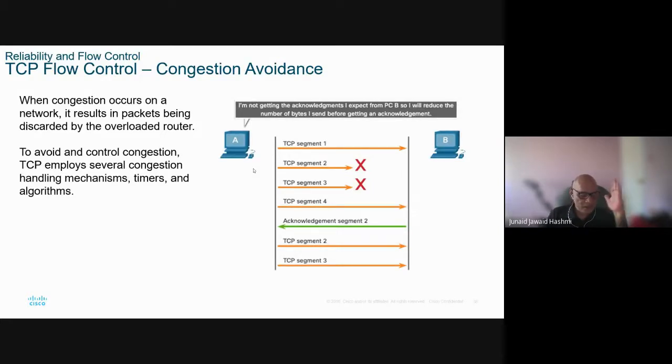Congestion is bad on the network. One of the jobs of the network professional is to make sure there's no congestion on the network, because it can overload routers and even servers. To avoid and control congestion, TCP uses several congestion handling mechanisms, and it also uses timers and algorithms to avoid congestion.